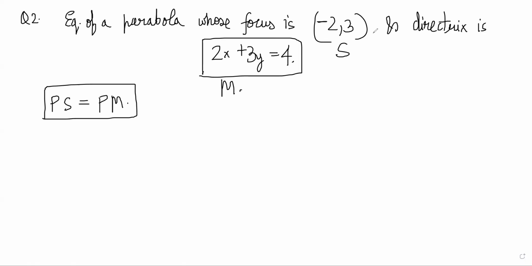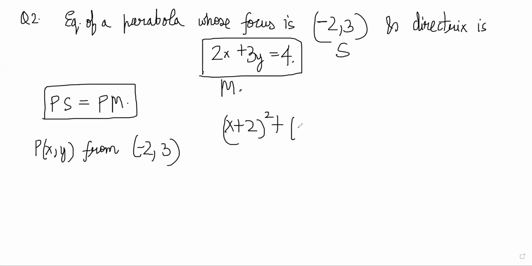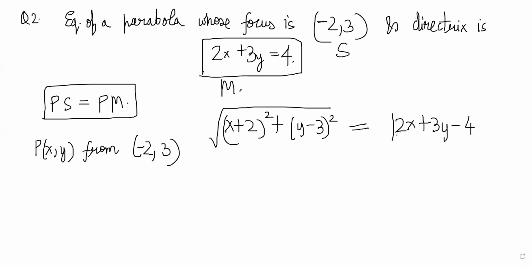What is PS? PS is the distance of my point P, which is x comma y, from my focus minus 2 comma 3. So it will be root of x plus 2 whole square plus y minus 3 whole square. And that will be equal to PM, which is the distance of x comma y from this line. So it will be modulus of 2x plus 3y minus 4, divided by root over 4 plus 9, so root 13. If you square this and simplify, you will get the answer, right? So that was a pretty easy one. Let's look at another problem.